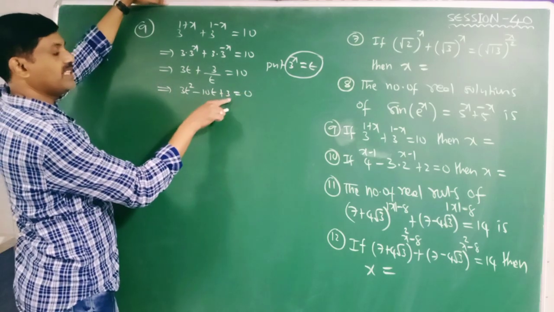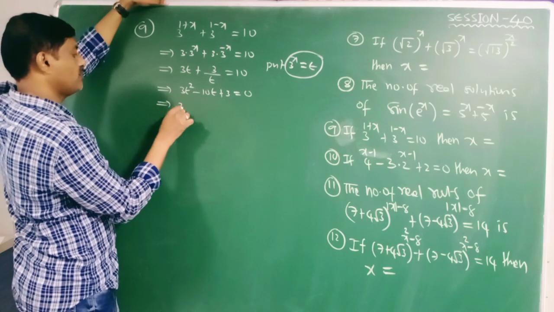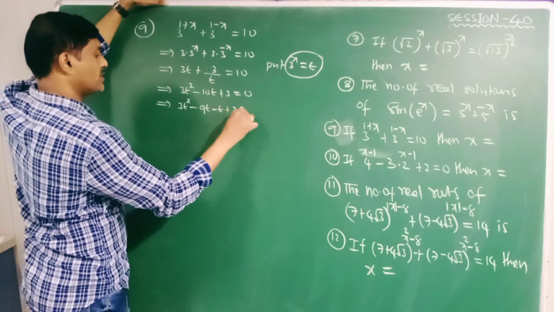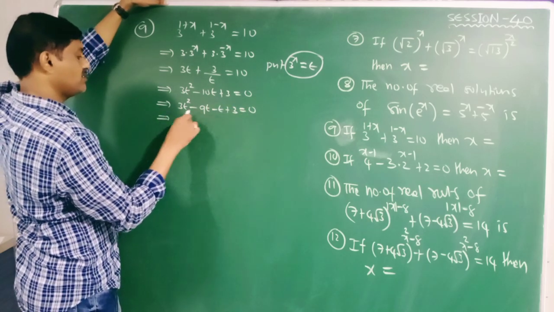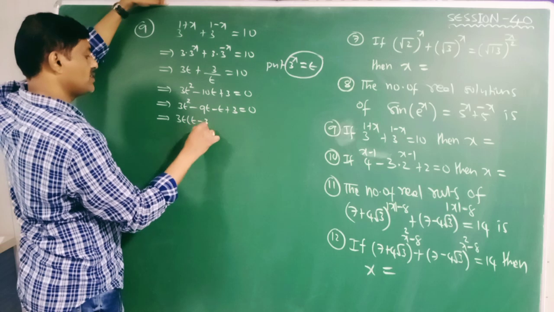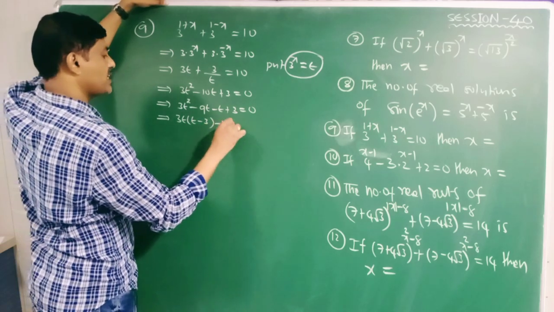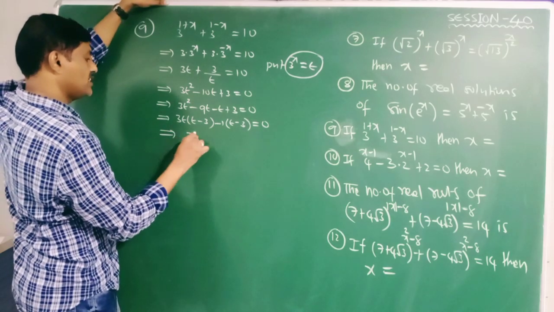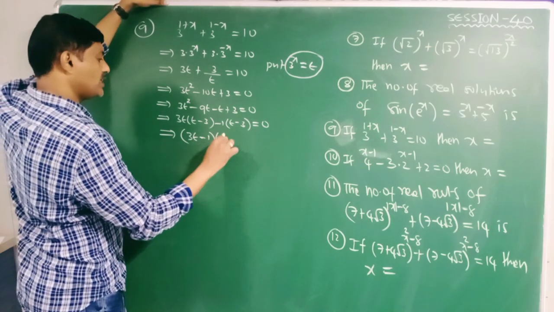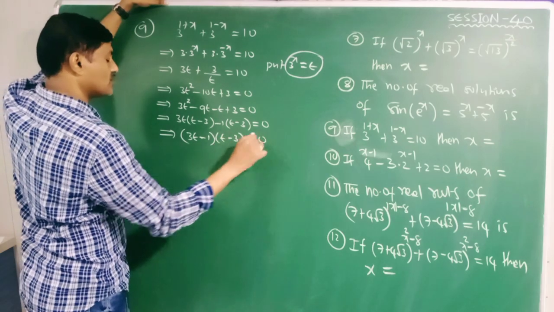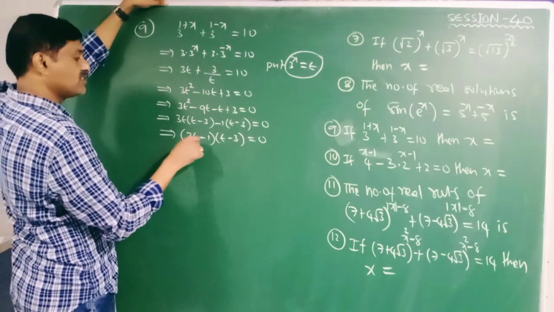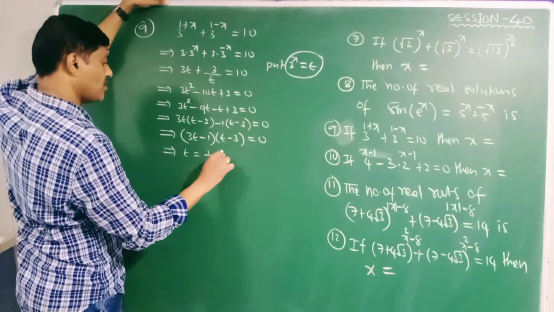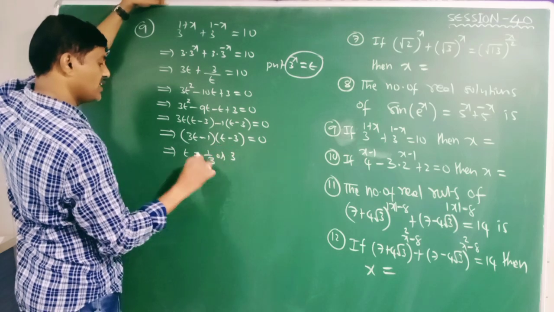3 3s are 9, 9 plus 1 is 10. Yes, we have factors. 3t square minus 9t minus t plus 3 is equal to 0. Take 3t common from the first two terms: 3t of t minus 3 minus 1 of t minus 3 is equal to 0. Now 3t minus 1 into t minus 3 is equal to 0. The product of two factors is 0, so either this is 0 or that is 0. Therefore t is equal to 1 by 3 or 3.